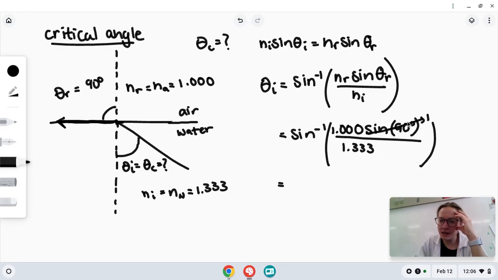A lot of students say, oh yeah, we're going to have one sig fig here because we left this at 90, but that's not true. Because when we're looking for the critical angle, we're looking for the angle at which this refracted angle is exactly 90 degrees. And if this is exactly 90 degrees, then you have infinite sig figs here. So we're going to base our sig figs off of these two numbers here, and so we'll write this as, I do believe it's 48.61 degrees.